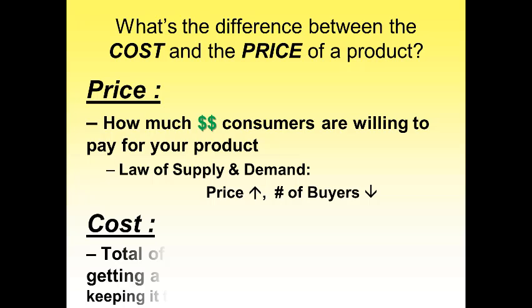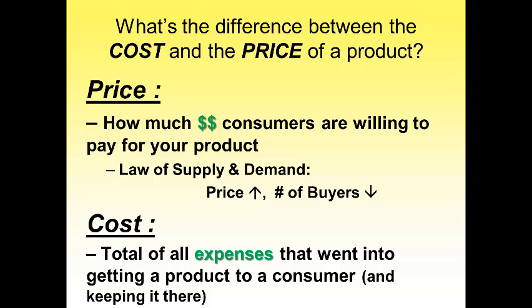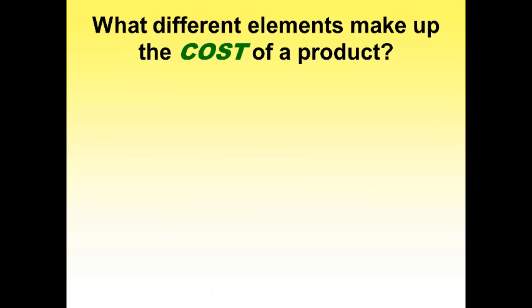Now, cost, on the other hand, is the total of all the expenses that went into getting that product into the consumer's hand. And that's a different thing that may or may not be related to price. Now, to be a successful manufacturer, for sure, we need the price of our product to exceed the costs that it takes for us to get that product out there. Now, what are the different elements that make up the cost of a product? Well, a couple of things come to mind really obviously to all of us, but there's a number of ones that we don't always think about, and actually a number of places where we as engineers will influence the cost of a product pretty significantly.